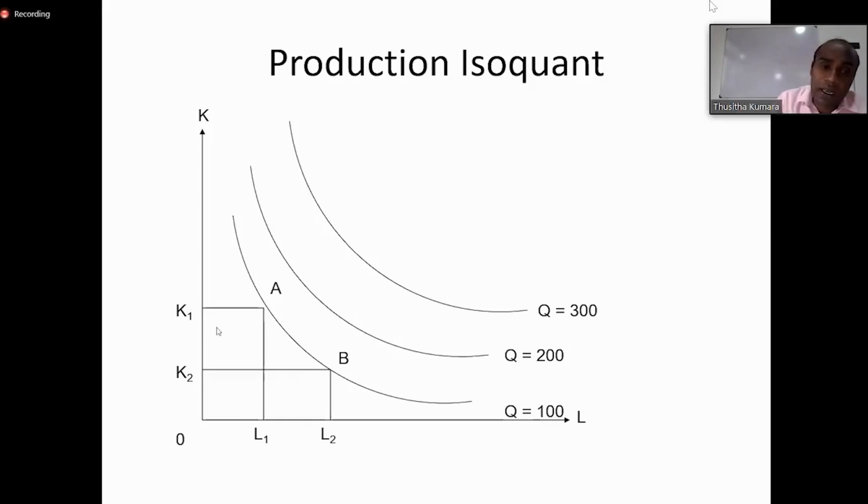But you can have different combinations of capital and labor, K1 and L1. The capital is K1 and labor is L1. On the other hand, here capital is K2 and labor is L2. But we are producing at either point A or B. If you look at this curve, it says that it is the same output level. Output level is not changing, only the capital amount and labor amount are changing. So an isoquant will show us that behavior.